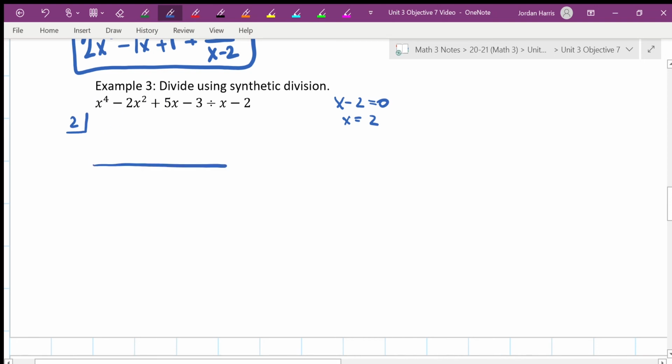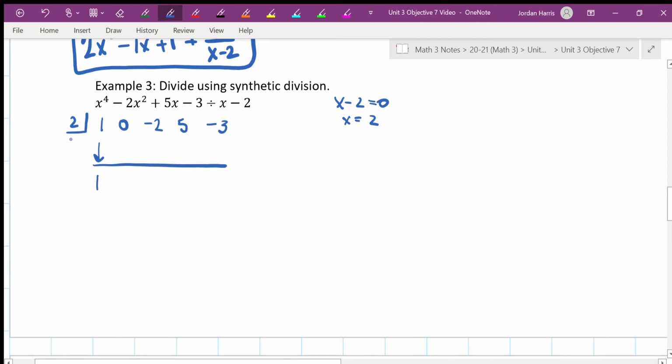We need all of our terms. Oh, there's one missing, right? It goes x to the 4th, then x squared, so I need an x cubed. So when I write out my coefficients, I have the positive 1 for the x to the 4th, and then I have a 0 for the x cubed, because remember, we have to represent everything, and if it's not there, we put a 0 in. Then negative 2, positive 5, negative 3.